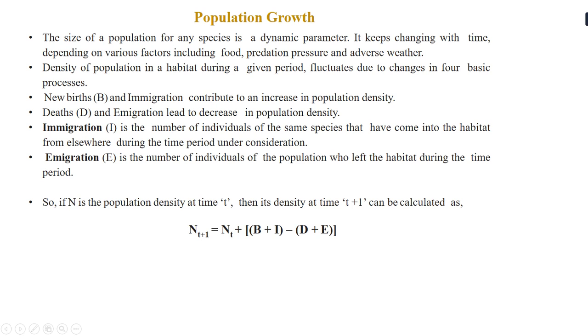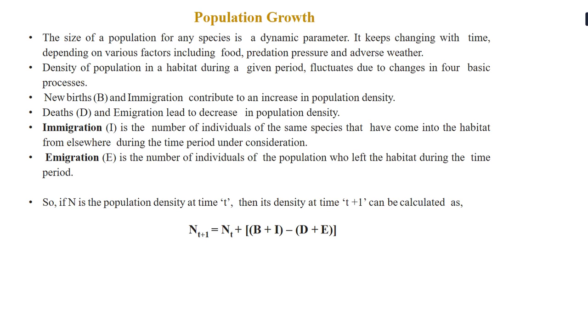Now, the size of a population of a particular species is a dynamic parameter; it keeps on changing with time depending on various factors like food, predation pressure, and adverse weather conditions. These changes in population density give us some idea whether the population is flourishing or declining.